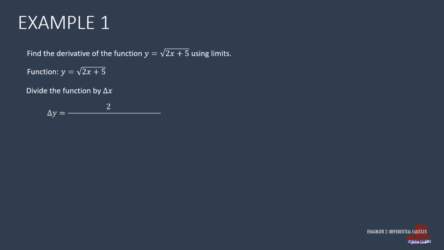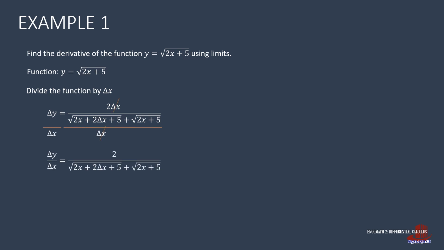The third step is to divide the function by delta x, and this step eliminates the delta x from the numerator. So the function becomes delta y over delta x as 2 over the root of 2x plus 2 delta x plus 5 plus the root of 2x plus 5. This is the transformed function that we need to take the limit with, as delta x approaches 0.